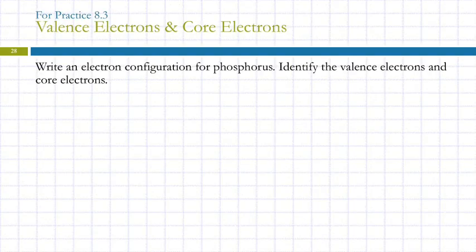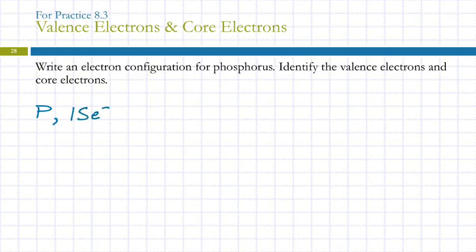So let's write an electron configuration for phosphorus and identify the valence electrons and the core electrons. Well, we need to know how many electrons phosphorus has. It's got 15. Phosphorus has 15 electrons.